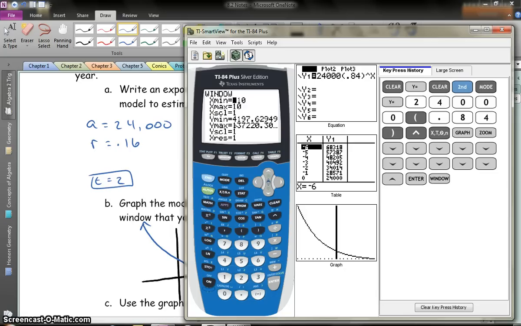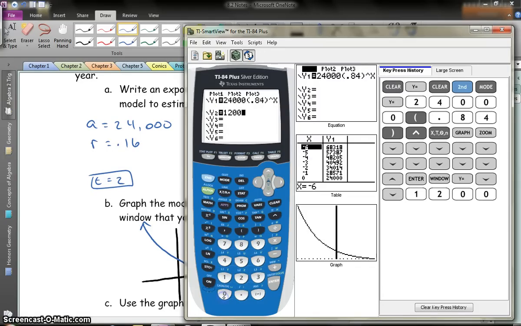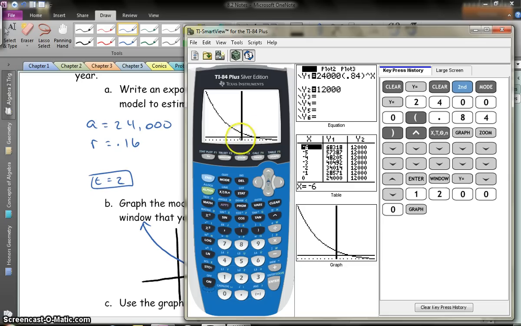The next part of the problem says, use the graph to estimate when the car will have a value of $12,000. Well, 12,000 does fall between this range. Again, we're at 4,000 at the bottom, and the top is at 13, 14,000 about. So at 12,000, I'm going to go to my y equals menu, and in y2 I'm going to type 12,000, and I'm going to graph. Notice 12,000 is all the way down here, so in that little space there we're approaching the axis.